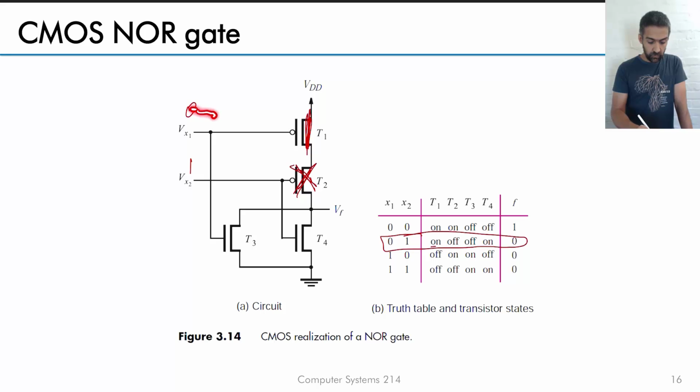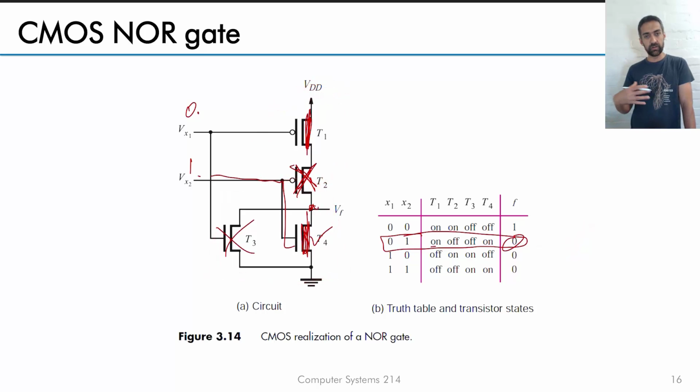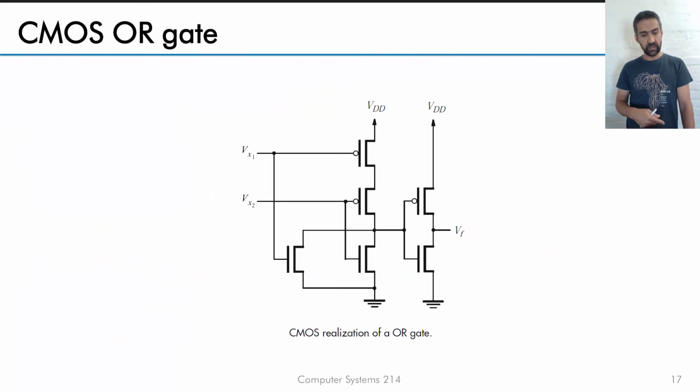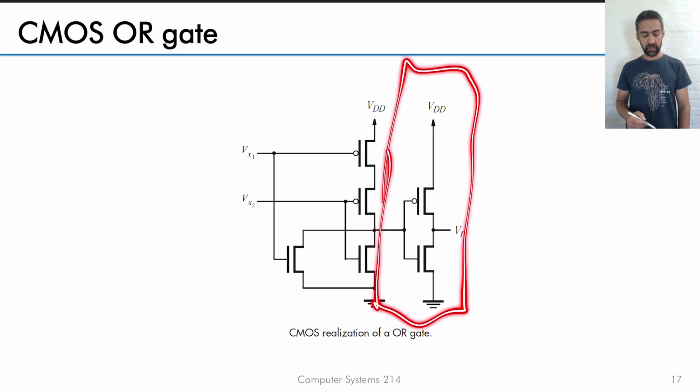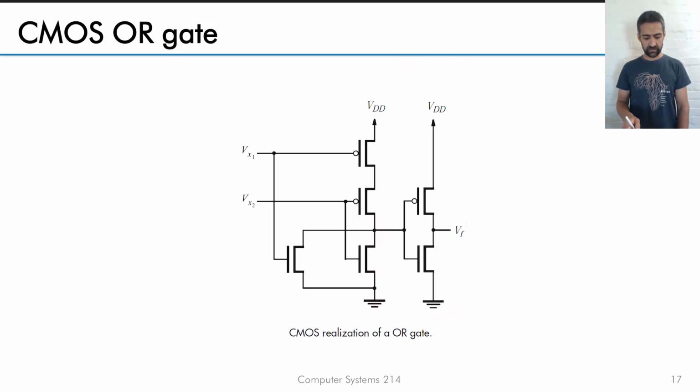If Vx1 is equal to 0, this transistor will be off, so that's not conducting. If this is 1, then this is conducting, that's conducting, which means Vf is equal to 0. So that checks out. And the top part is just a complementary logic pair of the bottom part. It pulls up when the other one does not pull down, or it pulls down when the other one does not pull up. This is an OR gate, same story. We're just using a NOR gate, and then onto its back, we're connecting a NOT gate.